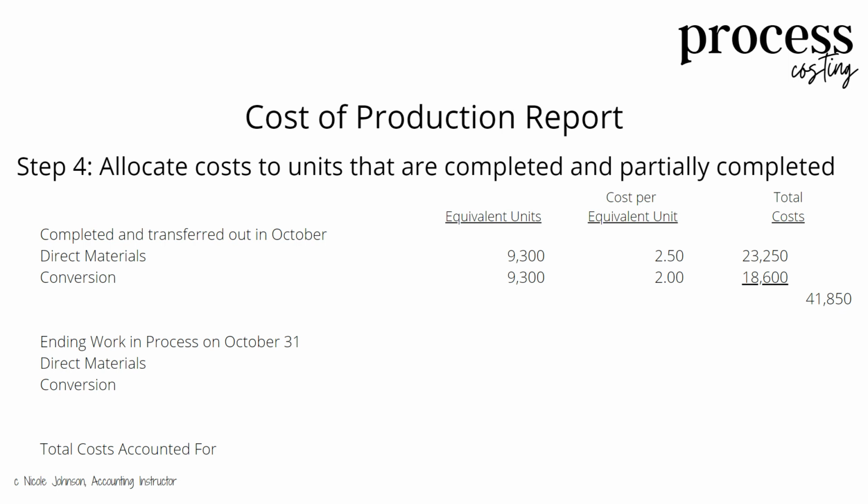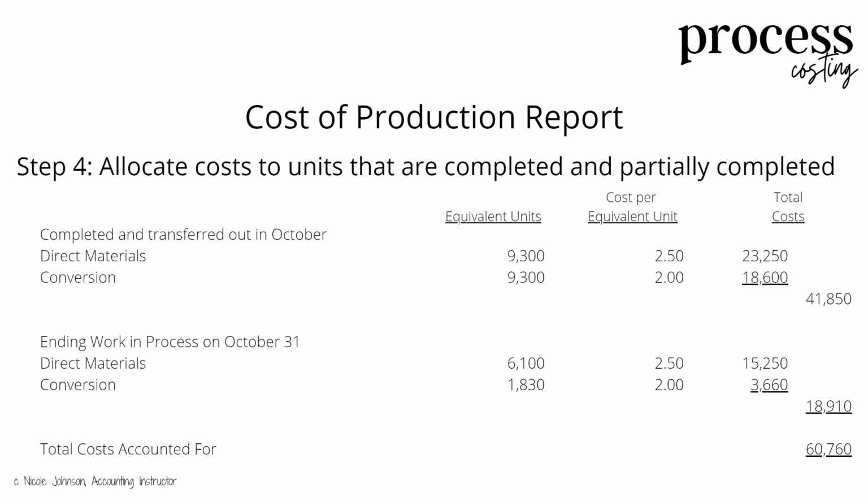To calculate the ending work in process on October 31st, for direct materials, we'll take the equivalent units of 6,100 times the cost per equivalent unit of $2.50 for total cost of $15,250. For conversion, we'll take the equivalent units of 1,830 times the $2 cost per equivalent unit for total cost of $3,660.